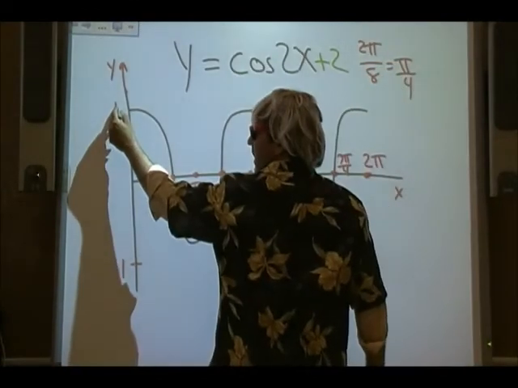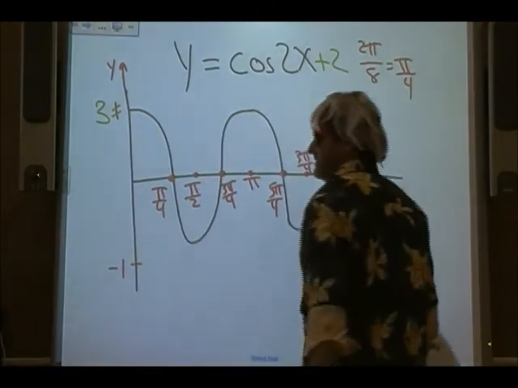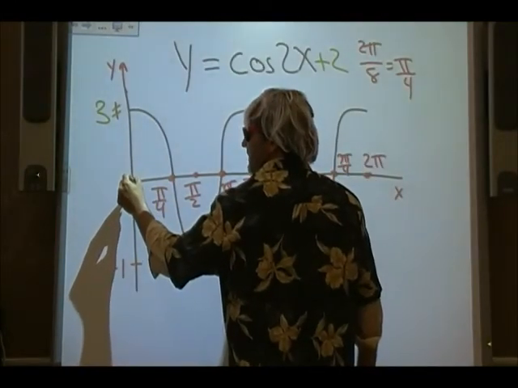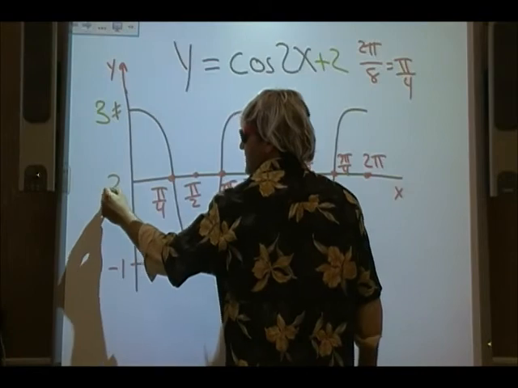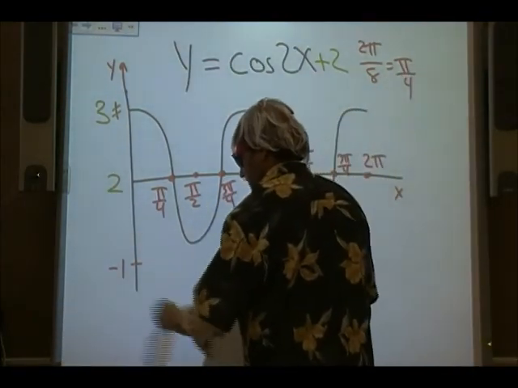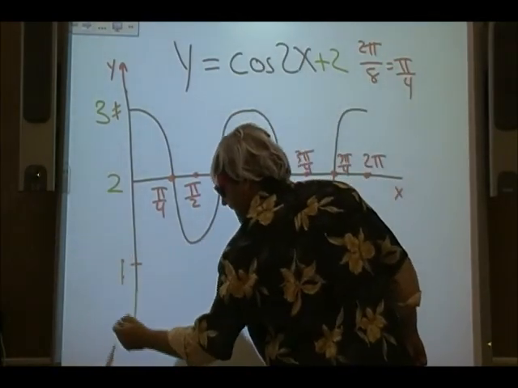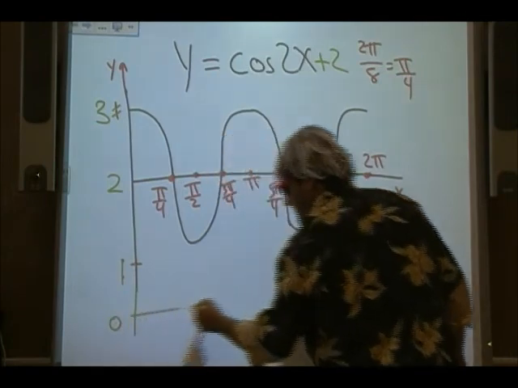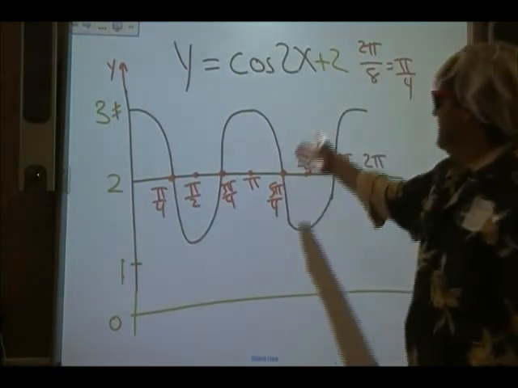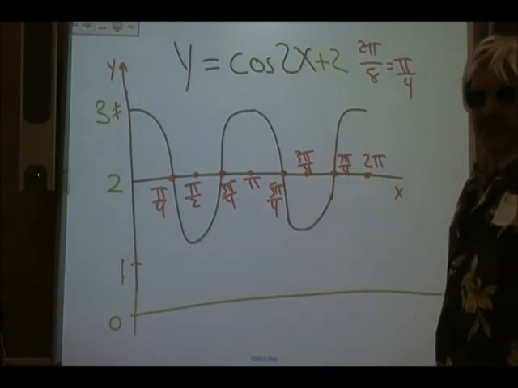So this 1, if I add 2 to it, becomes a 3. This will go from 0, if I add 2, becomes 2. This, if I add 2 to it, becomes 1. And then your 0 is down there. And there you have it. Now I just graph y equals 2x plus 2.